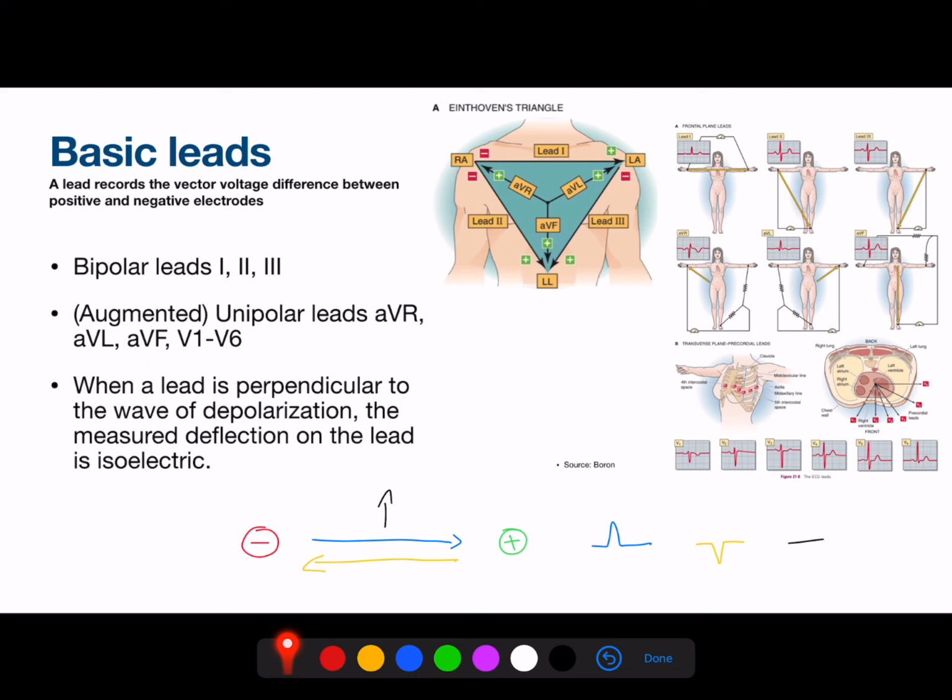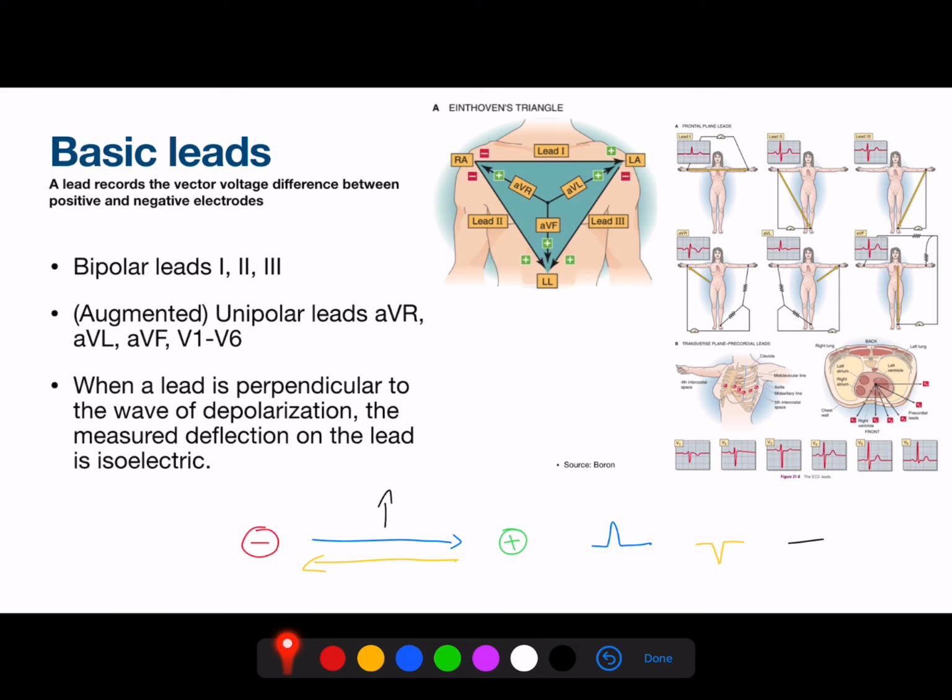So we have bipolar leads and unipolar leads. Bipolar leads, like it already says, are bipolar, so they are negative and positive. These leads are only 1, 2, and 3. The rest are unipolar leads. Unipolar means that there's a positive electrode, but also a neutral electrode, which is calculated approximately in the middle of all the electrodes.